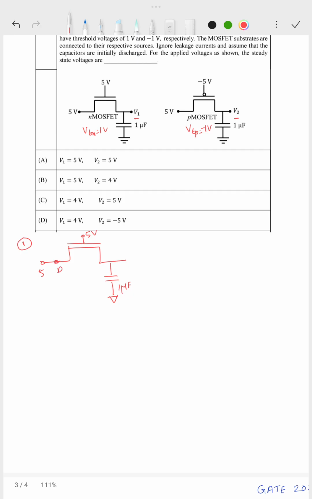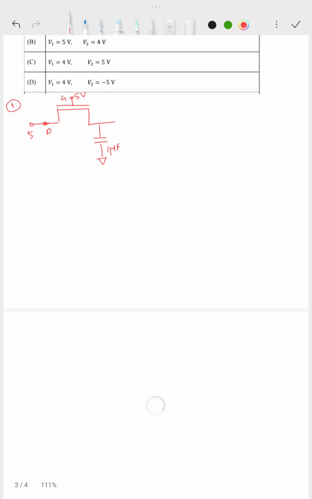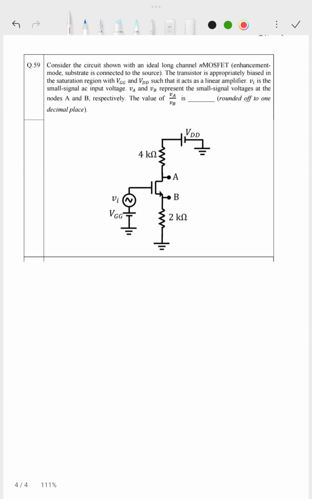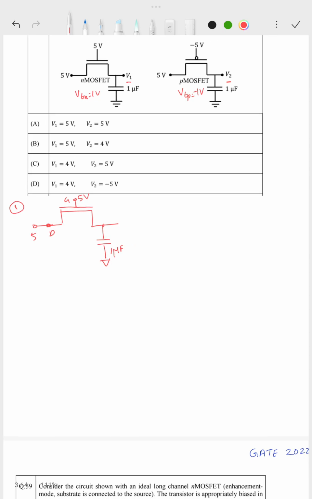So this is the drain, this is the gate, and this is the source end. And what is VGS here? If this voltage is V1, this is gate voltage VG. VG is 5 volt. So what is VGS? VGS is 5 minus V1, that is VG minus VS. VS is V1, right?